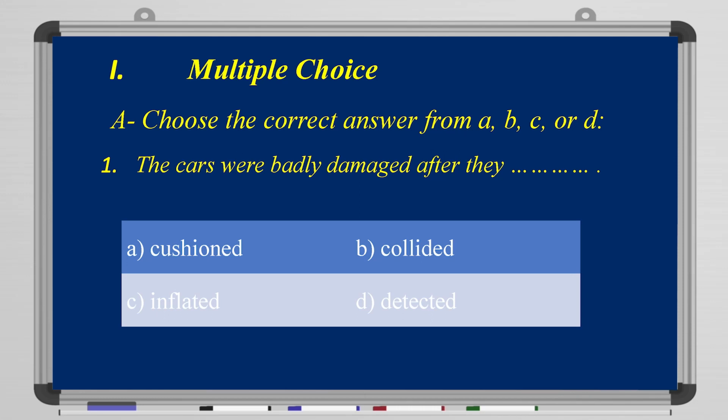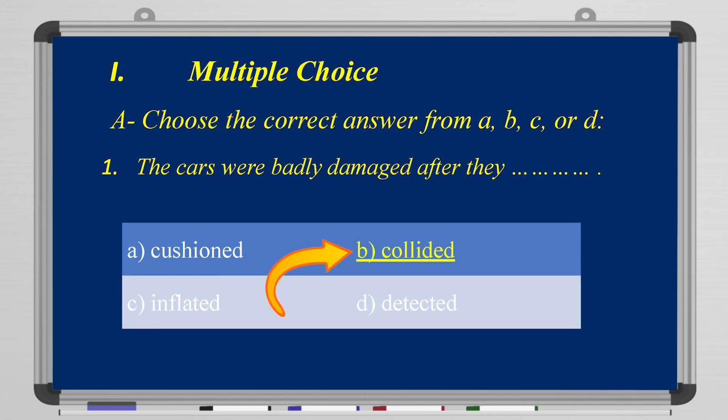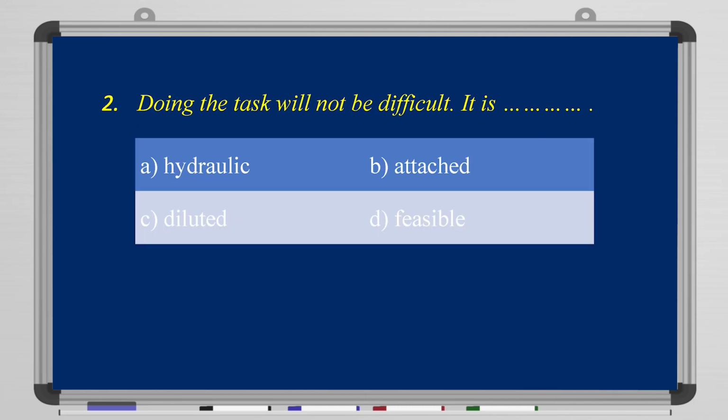What happens to cars? What makes them damaged? So is it C, inflated? Maybe A, cushioned? I don't think so. It's B, collided.